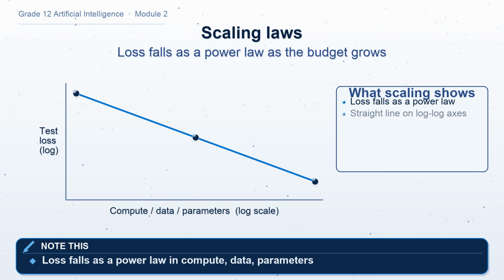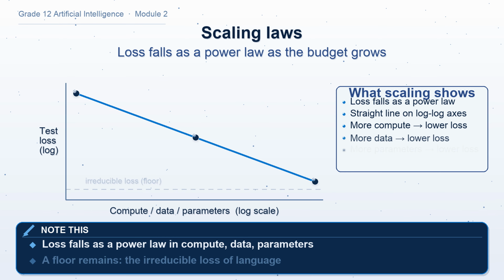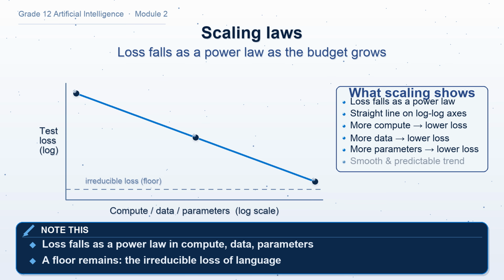But the line does not fall forever. There is a floor, an irreducible loss set by the natural uncertainty in language itself. Later work, the Chinchilla study, refined this. For a fixed compute budget, data and model size should grow together for the best result. Scaling reliably lowers the loss, yet something more surprising also appears.